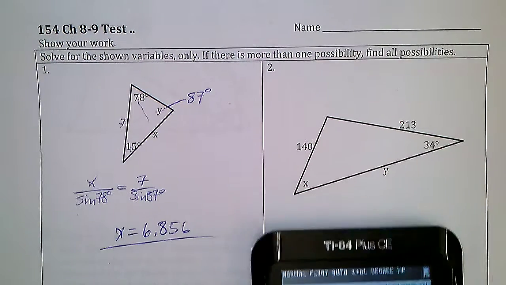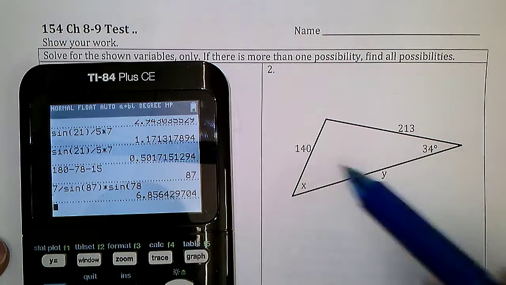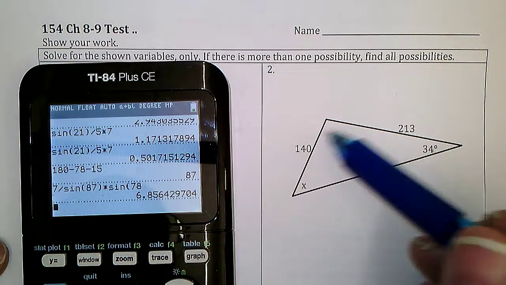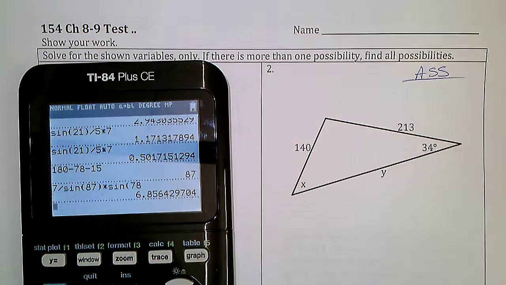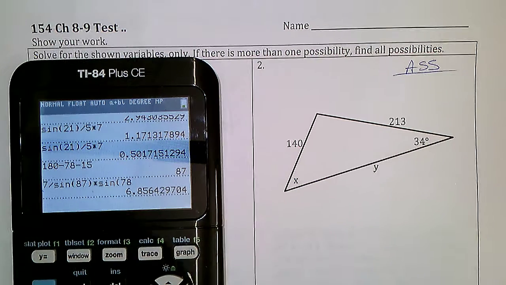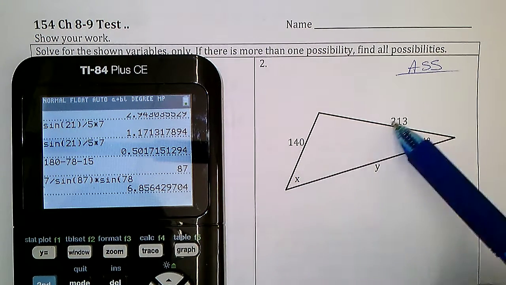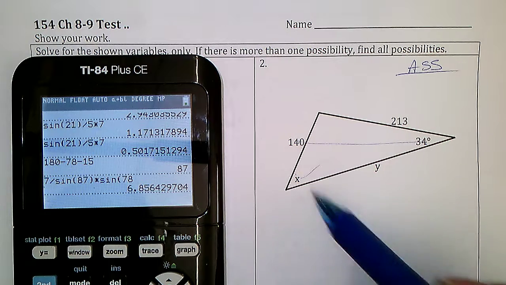Okay, number 2. Well, this one we have two sides and an angle not between the two sides. So this is angle side side. So we've got to go for two options here. Okay, let's see. Can we do law of sines? Those are across from each other. So yes, so I'm looking for an angle.